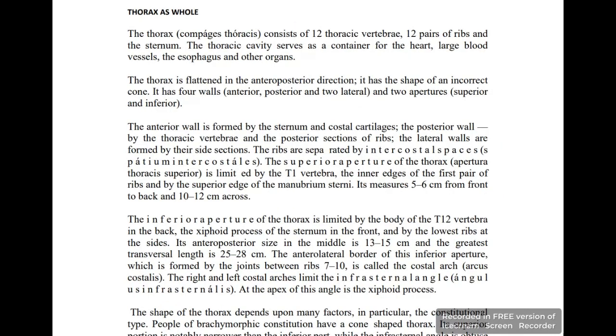See, the thorax as a whole tells the information about the anatomical position, the structures of the ribs, how it is, the inlet, outlet. See, come. Thorax consists of 12 thoracic vertebrae, 12 pairs of ribs and the sternum. Now this thoracic cavity makes a cavity, right? In the anterior part it is the sternum, laterally it is the ribs, latero-posteriorly and posteriorly it joins with the vertebral column, especially the thoracic vertebrae. The thoracic cavity serves as a container for the heart, large blood vessels, esophagus and other organs also.